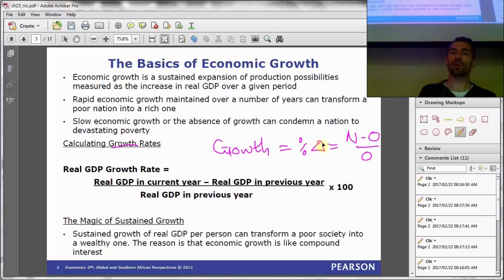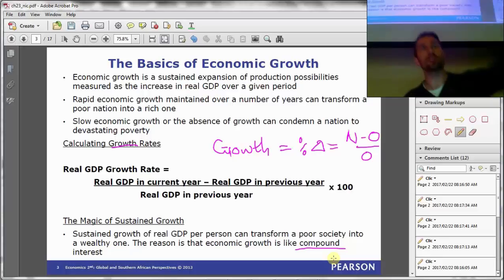Whenever we're talking about growth rates, why sustained growth is important is because it has a compounding effect. If you have 5% and then that 5% grows by an additional 5%, then that grows by an additional 5%, you get the compounding effect.